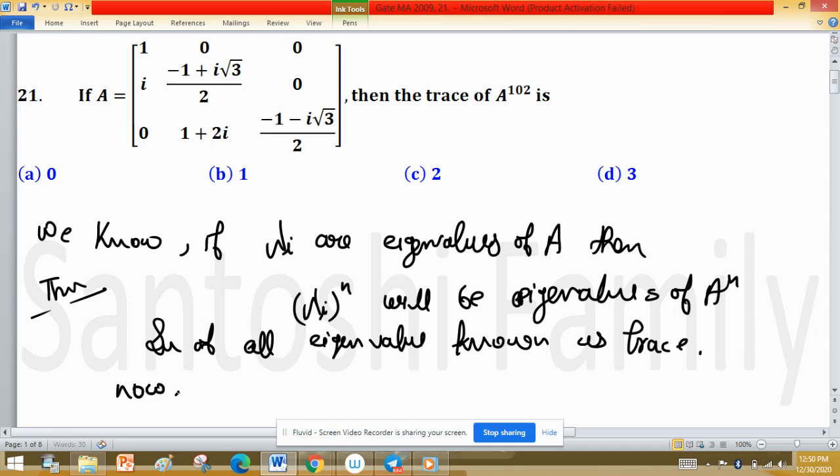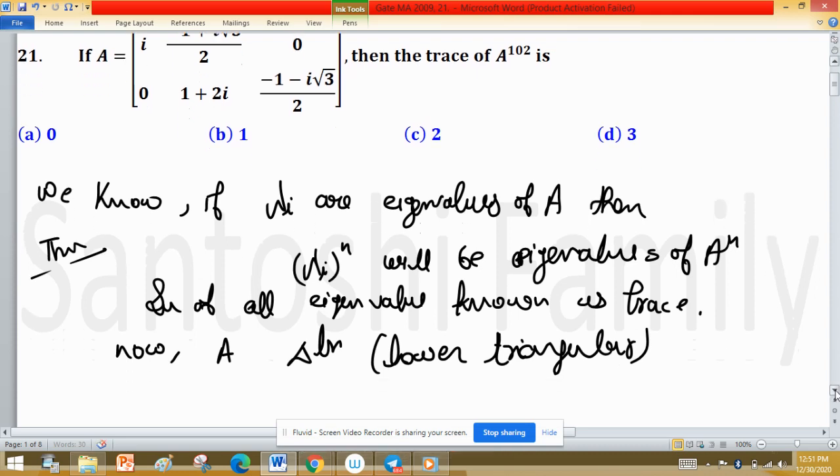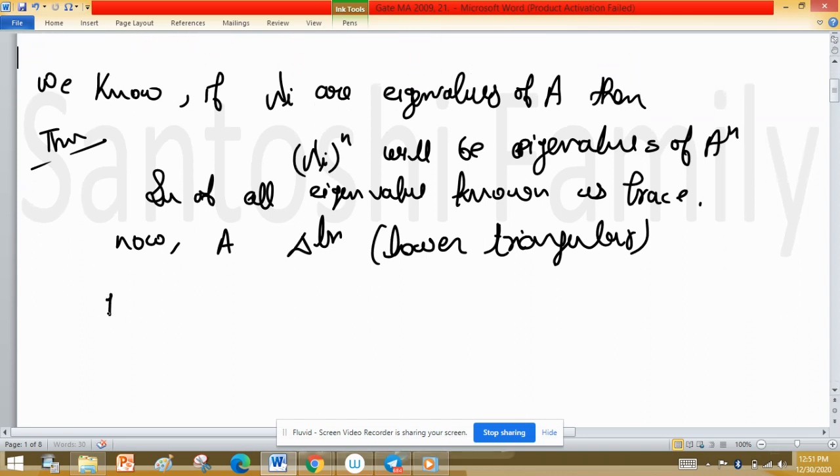Now A is a triangular matrix, or more precisely a lower triangular matrix. So its diagonal elements will be the eigenvalues. Its diagonal elements are 1, (-1 + i√3)/2, and (-1 - i√3)/2. These are known as the cube roots of unity.